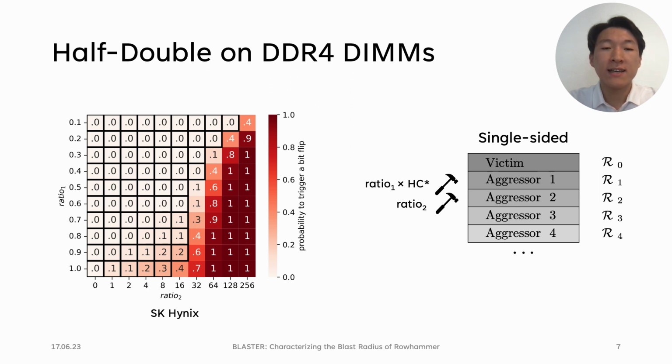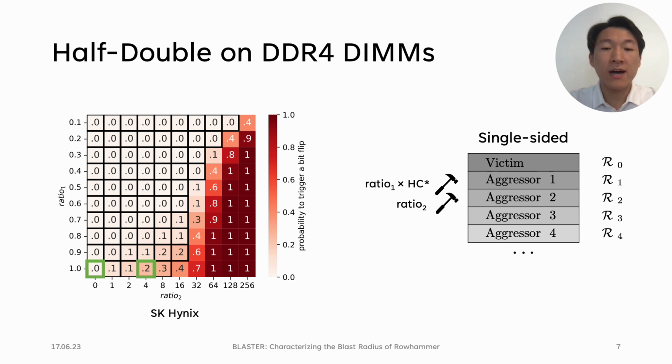For instance, if we set ratio 1 to 1 and ratio 2 to 0, it means that only the near aggressor R1 is hammered AC star times, and R2 is hammered 0 times. As introduced in the previous slide, this is insufficient to trigger a bit flip, resulting in a probability of 0. However, while we increase the hammer count of R2 by varying ratio 2, let's say to 4, we observe an increase in the bit flip probability.